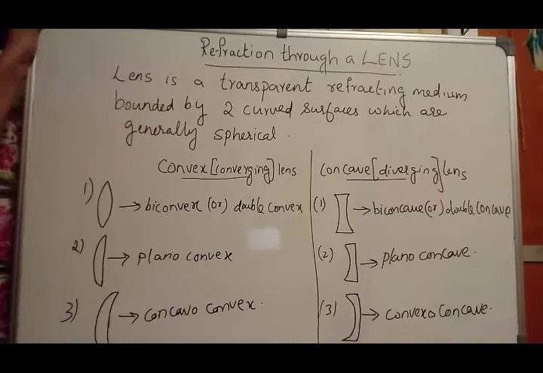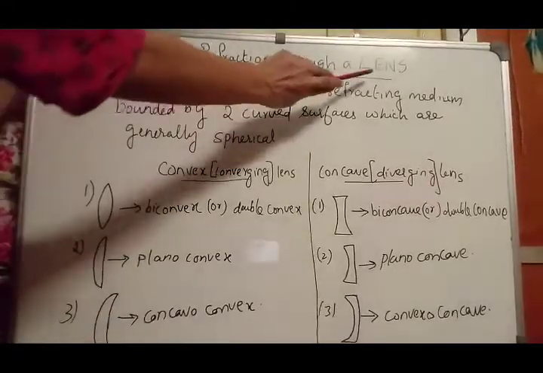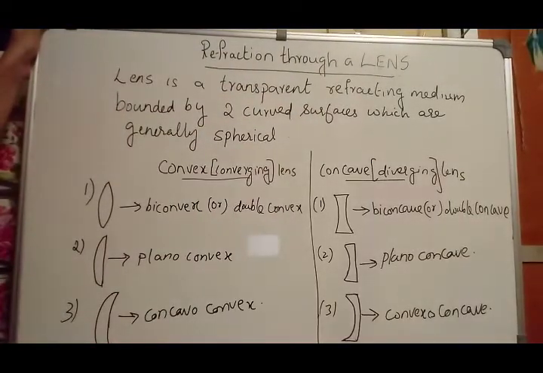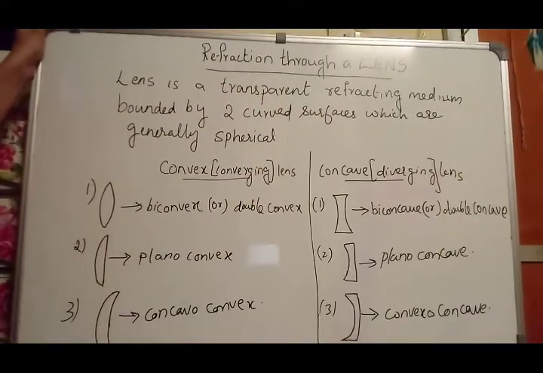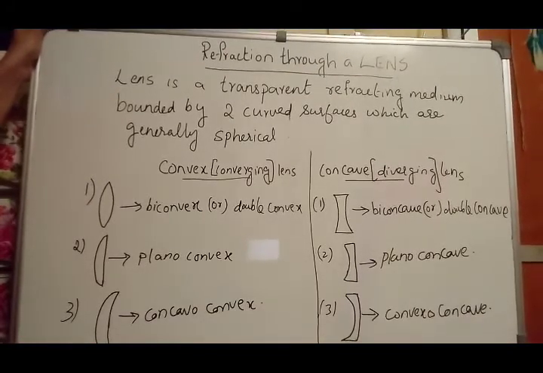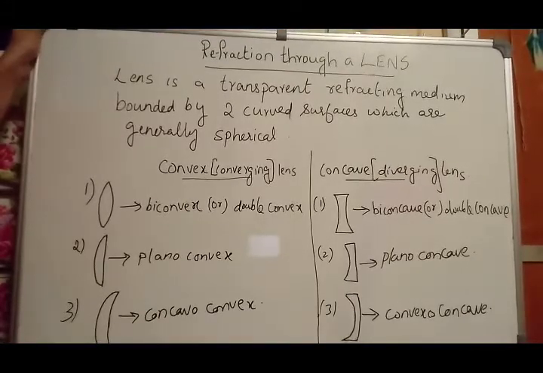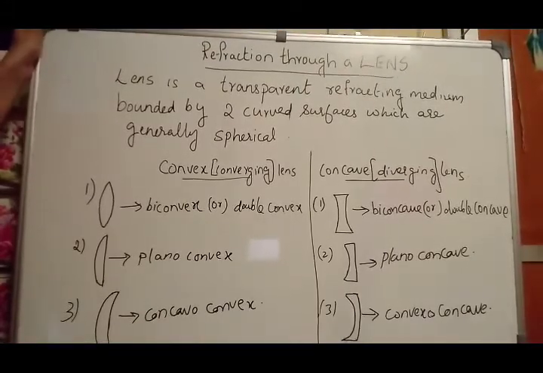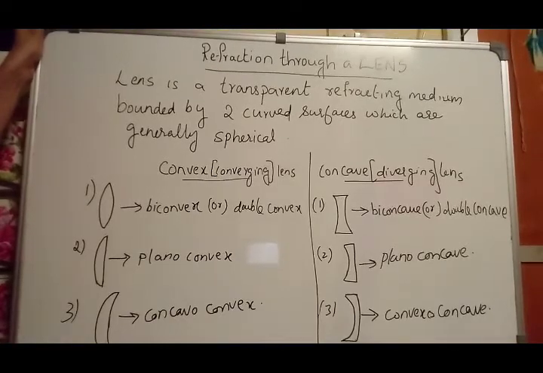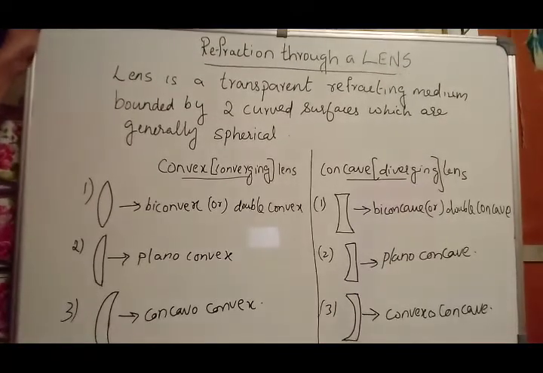Today we will learn a new chapter, refraction through lens. We have learned about normal refraction, ordinary refraction through glass slab as well as prism. So here in this chapter we will be doing a new optical device which is known as lens. First we'll see what a lens is, then we'll see different types of lens, and then we'll move to how refraction is happening in the case of lens.